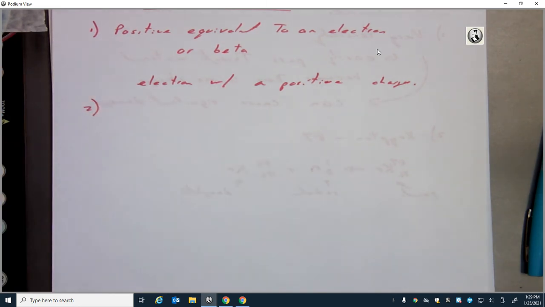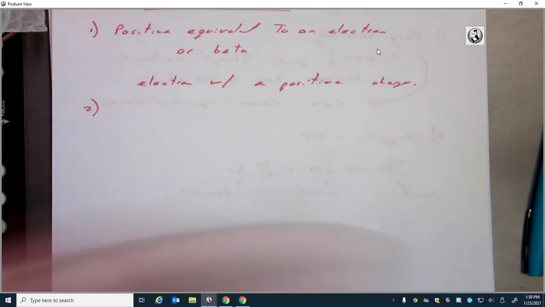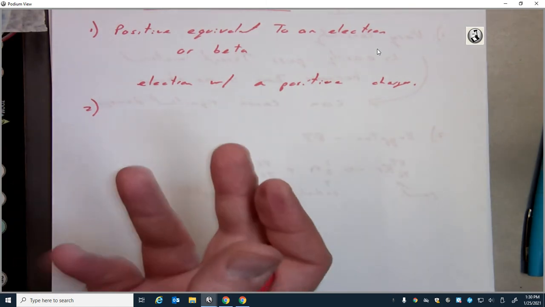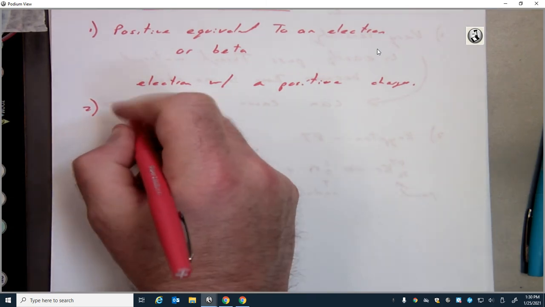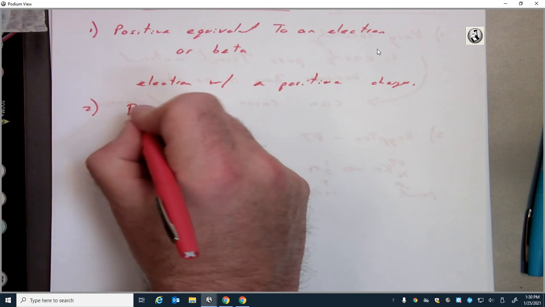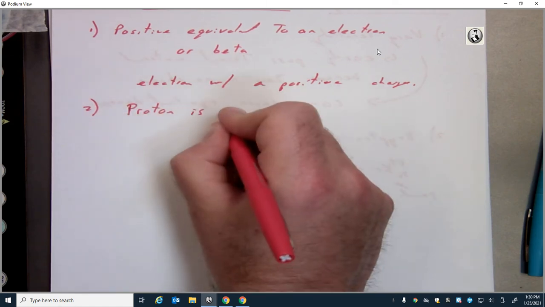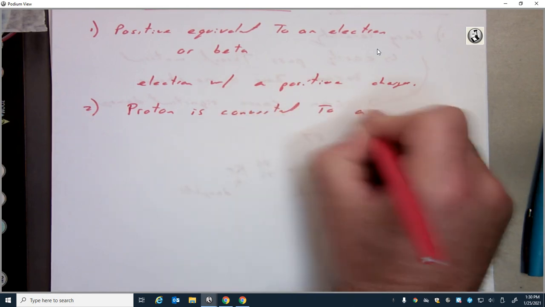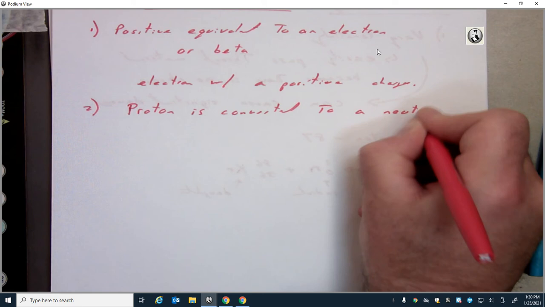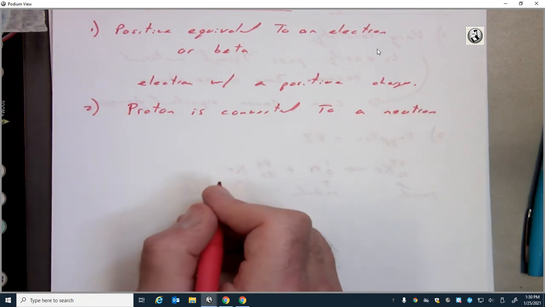Well, again, this is changing the nucleus. So this is kind of the opposite. This is the opposite of beta decay. This time we're going to start with a proton, and it's converted to a neutron. So we're taking a proton and we're converting it to a neutron.